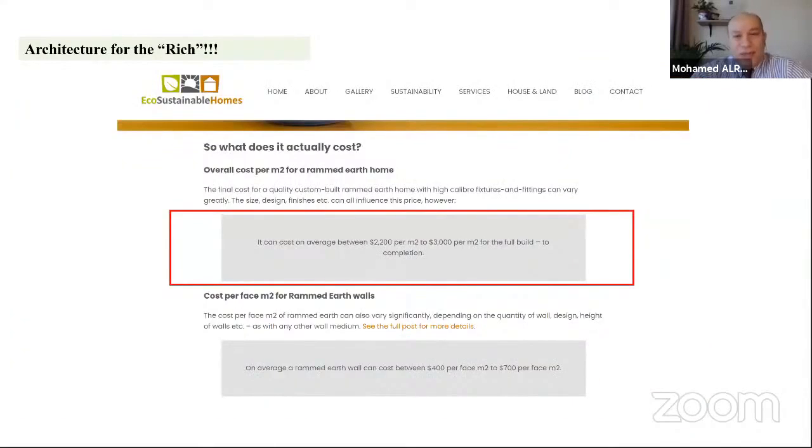The figures astonish me when we find that the square meter of rammed earth construction costs between $2,200 to $3,000 per square meter. Is it an architecture for the rich or what?